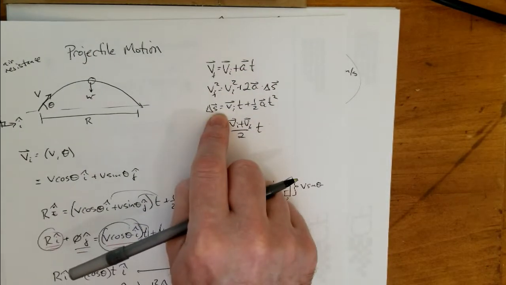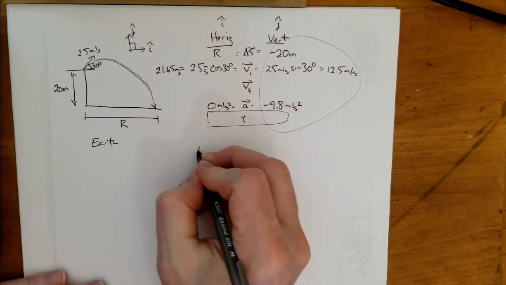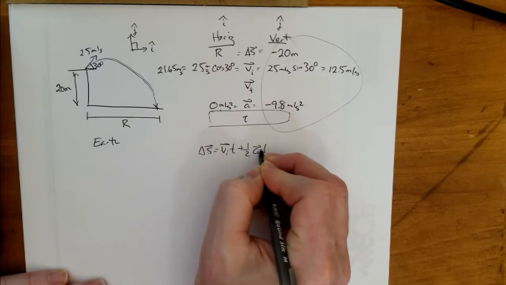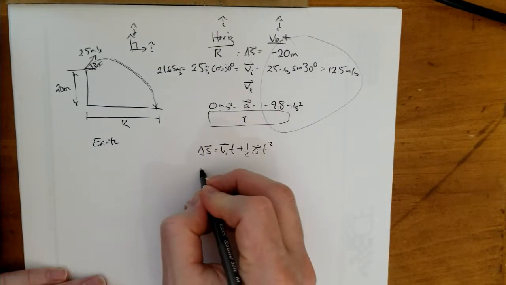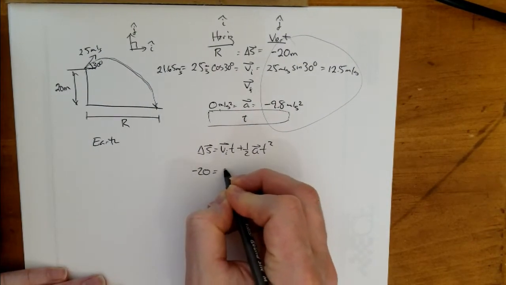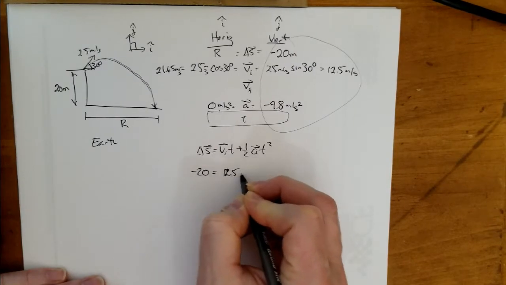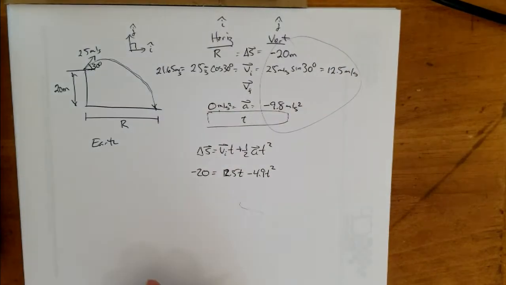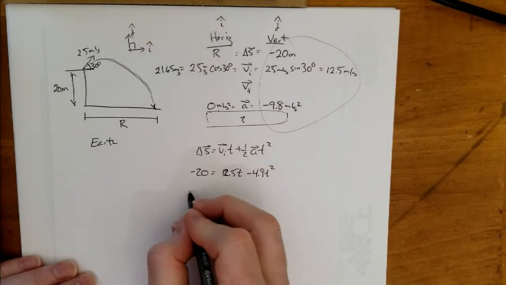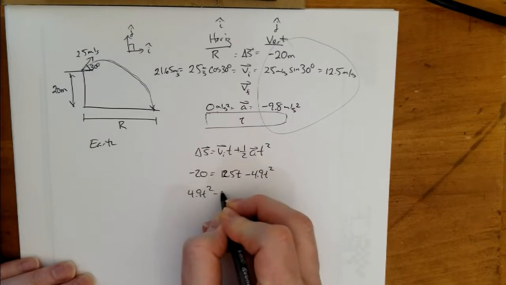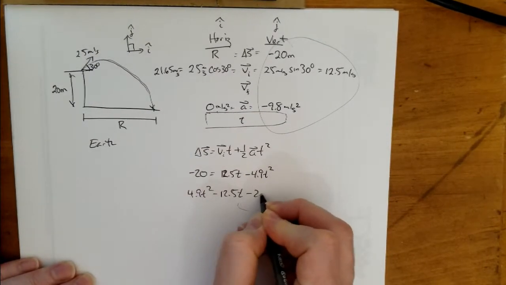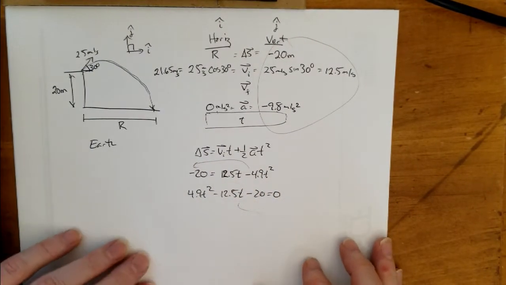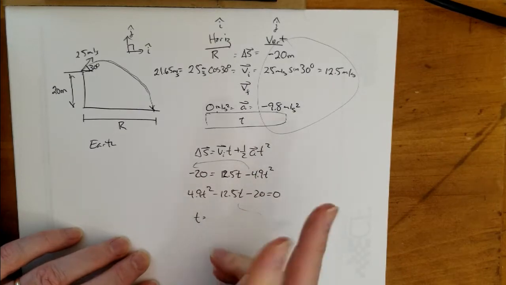I'm going to use this third equation here. So delta S is equal to VIT plus 1/2 AT squared. And negative 20 is equal to 12.5 T minus 4.9 T squared. We have a quadratic equation here. So 4.9 T squared minus 12.5 T minus 20 equals 0, getting everything over onto the left-hand side. Now I can use the quadratic formula. So for my time, I should have two answers here.